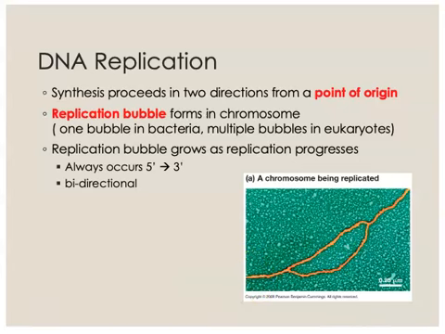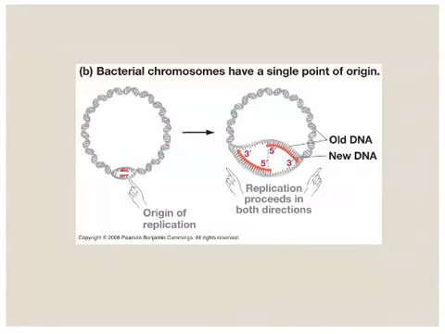Bidirectional DNA replication. And here's a drawing. You can see this is a chromosome from a prokaryotic cell. It happens to represent a bacterial chromosome. It's circular. And right here, a replication bubble has been opened.